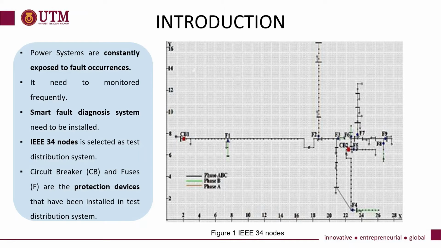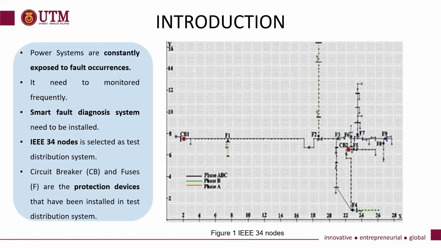So the power systems are constantly exposed to fault occurrences. Power systems need to be monitored frequently in order to successfully supply electric power continuously to the consumer with little or no error. To acquire a good quality and better power system in delivering the power supply, a smart fault diagnosis system needs to be installed in the distribution system, such as for identifying faulty protection devices.